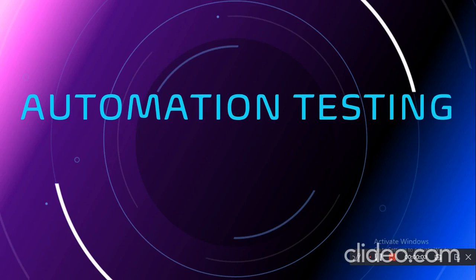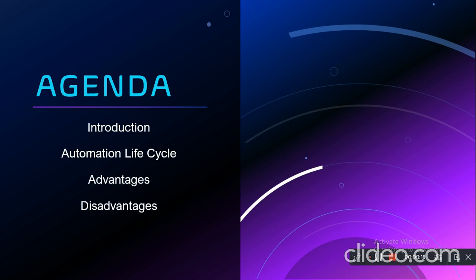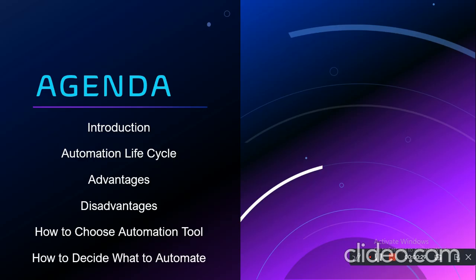Hello viewers, today we'll learn what is automation testing. So today our agenda is, first I will give the introduction of automation testing, then we'll discuss the automation life cycle and advantages and disadvantages of automation testing. Then we'll see how to choose an automation tool and how to decide what to automate and what not to automate.